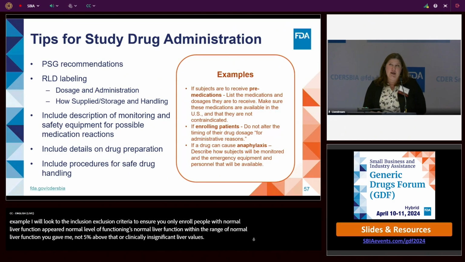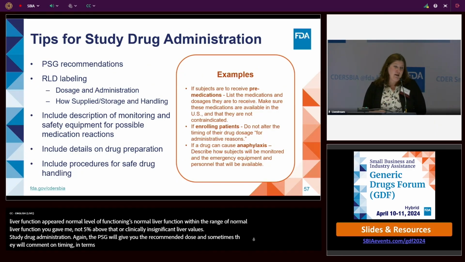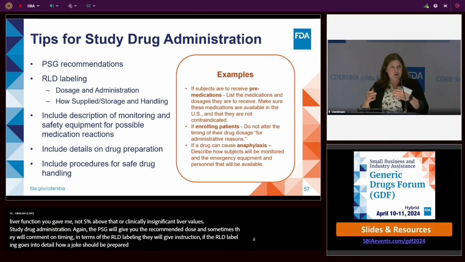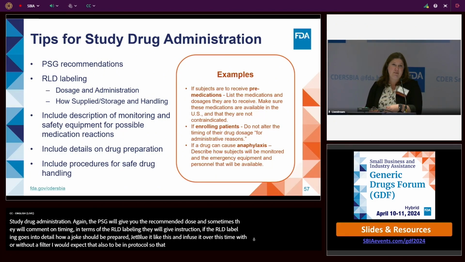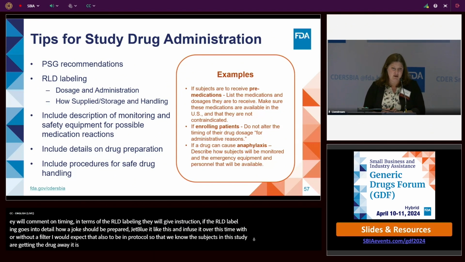Study drug administration. Again, the PSG will give you the recommended dose. Sometimes they will comment on timing. In terms of the RLD labeling, they'll also give instructions. If the RLD labeling goes into detail on how a drug should be prepared, dilute it like this and infuse it over this time with or without a filter, I would expect that also to be in the protocol so that we know that the subjects in the study are getting the drug the way that is recommended to be administered when it is given in patients.